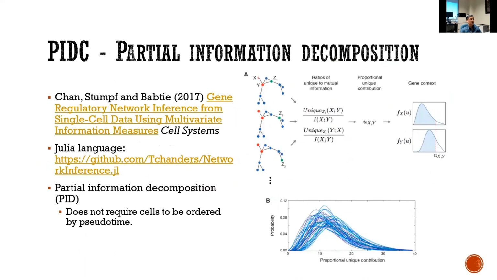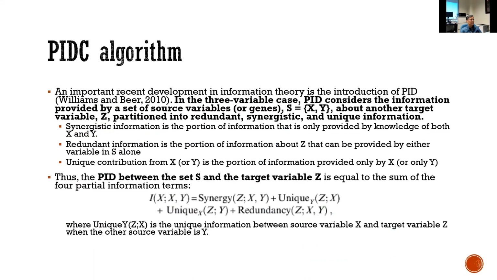The next method is called partial information decomposition. So this is based on the information theory and the package has been implemented in Julia language. It does not require cells to be ordered by pseudotime, and no extra information is required. It's based on this information theory to compute, with the partial information decomposition method used here.